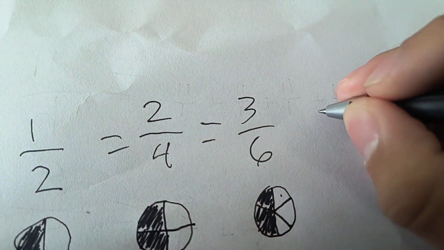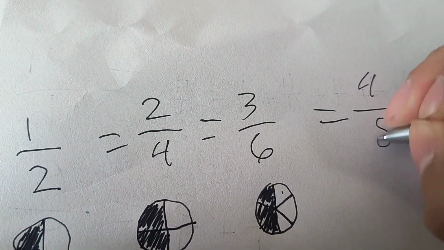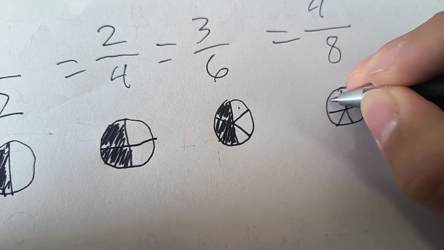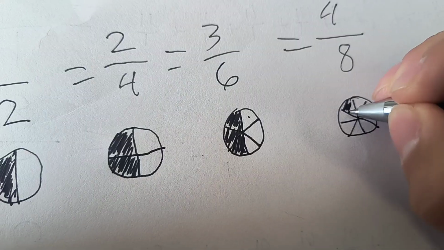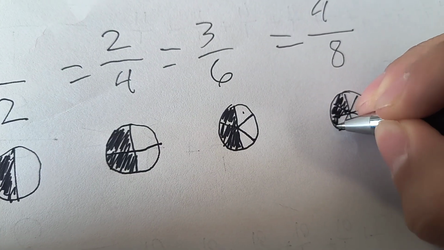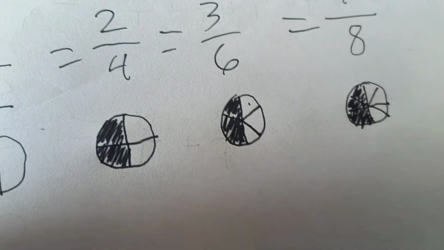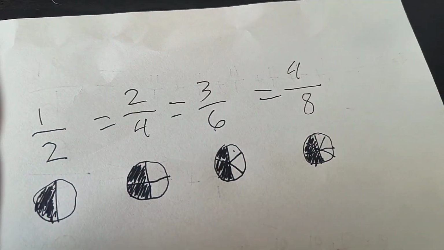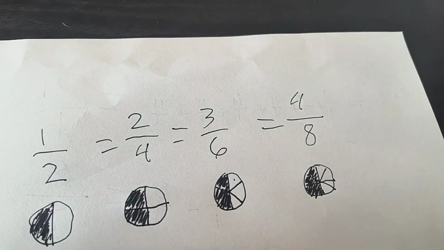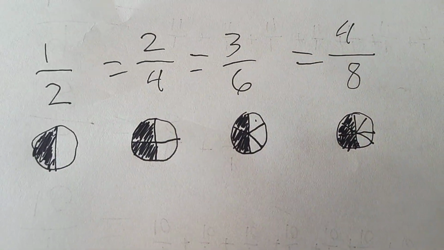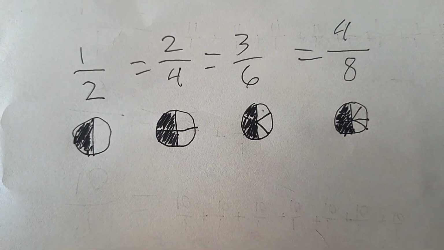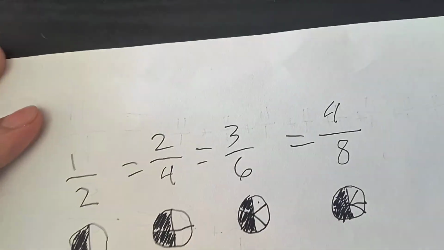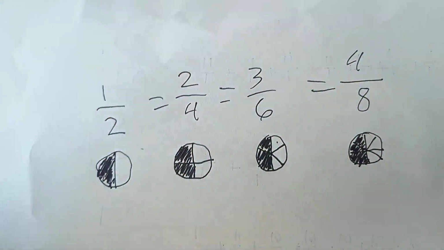Same thing if I were to do 4 over 8. If I had a circle and I split it up into 8 pieces, and then I color 4 of the 8 inside the group, then I still have colored in half of the circle. It's all half. They're equivalent because they all are the same amount of the circle, or the same amount of the group. And that's what an equivalent fraction is. When fractions are the same amount of the group.